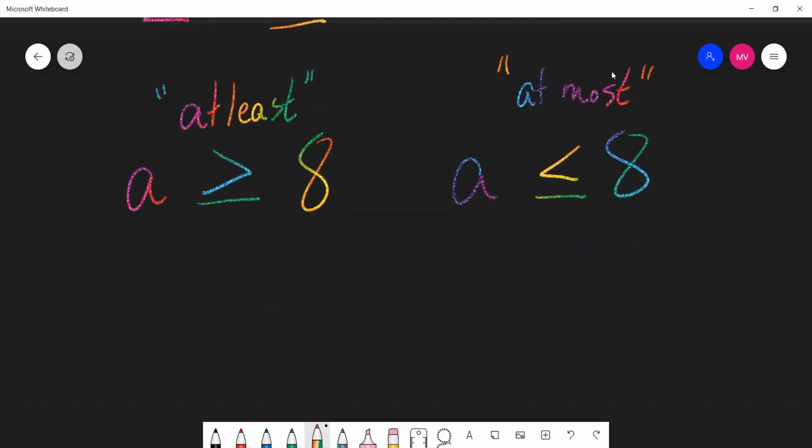Okay, so close to the bottom of page 144, they introduce the trichotomy property, which says that if A and B represent two real numbers, then A equals B, A is greater than B, or A is less than B.